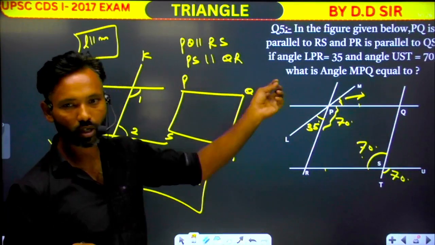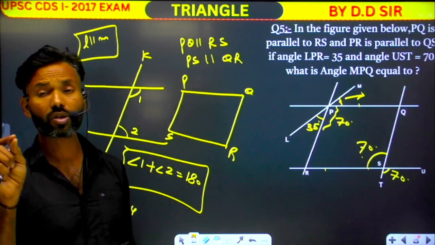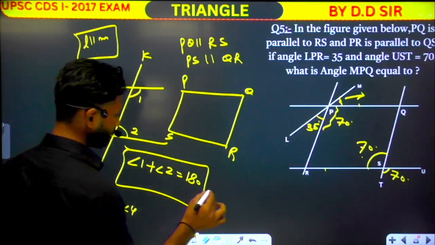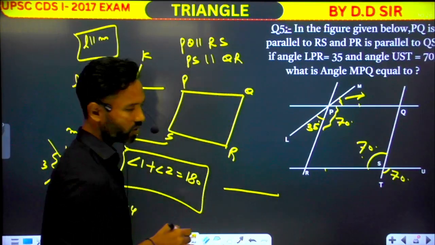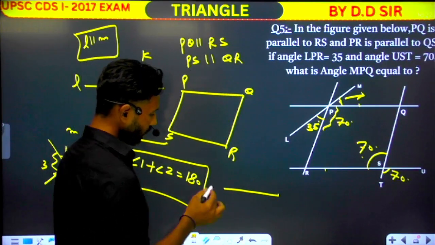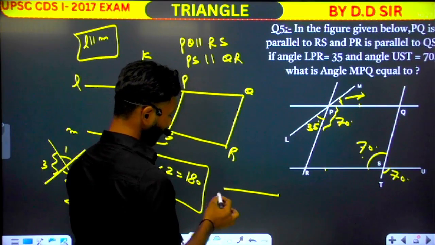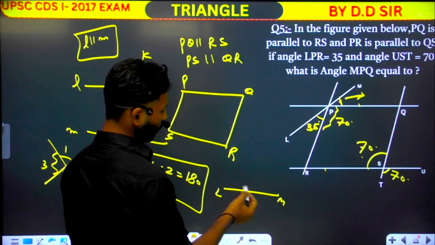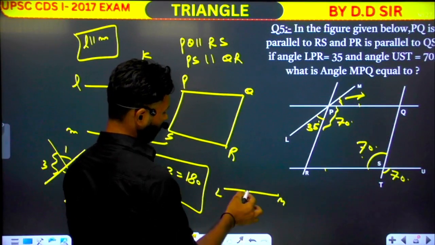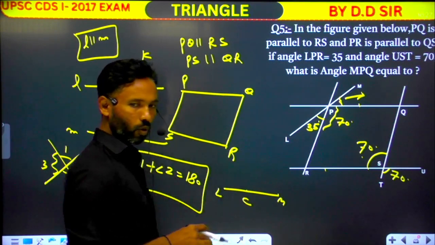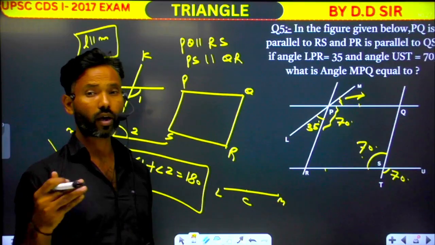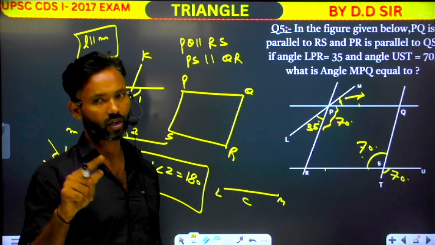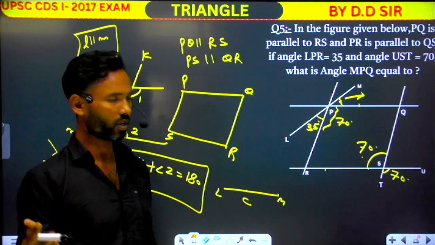To calculate this particular angle, we need to understand a very small property of geometry. Suppose this is a straight line, and this is a line segment, let's take LM. There is a point on this line segment anywhere, point C is here. The property says that the sum of all angles in either direction of a straight line will be equal to 180 degrees.